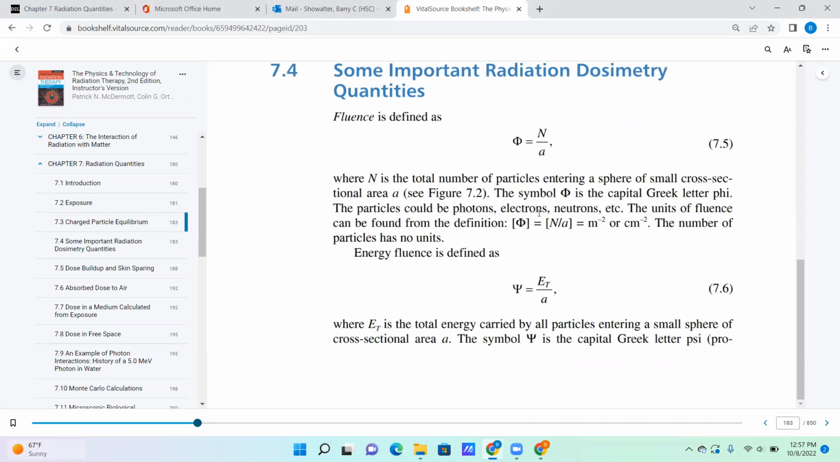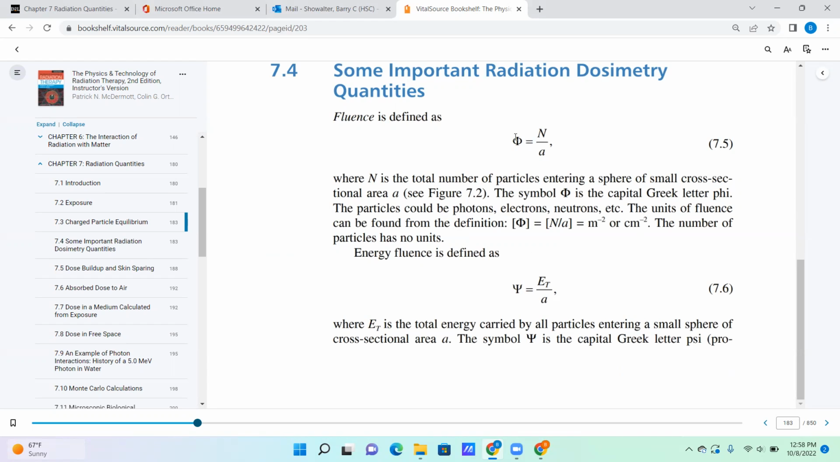So the particles could be photons, electrons, neutrons, whatever. The units of fluence are going to be found from the definition. So basically it's a number, which really doesn't have much of a measured quantity associated with it, or unit, I should say, divided by area. So basically it's going to be meters to the -2 power or centimeters to the -2 power, whatever the area measurement needs to change to in order to be able to help our computations.